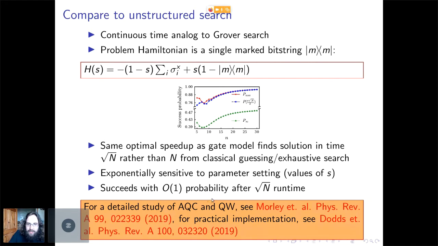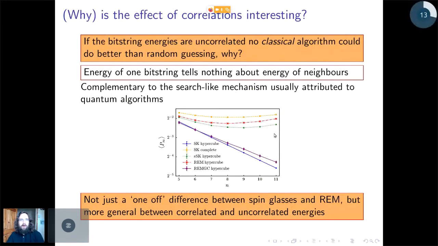Here, the algorithms that give you a speedup all have to succeed with order 1 probability. In fact, you can show, though I don't talk about it here, that guessing doesn't really work. You can show that you can interpolate between adiabatic and quantum walk mechanisms, but this sort of rapid quench quantum annealing mechanism actually just doesn't work for unstructured search, and probably doesn't work for these other uncorrelated models.